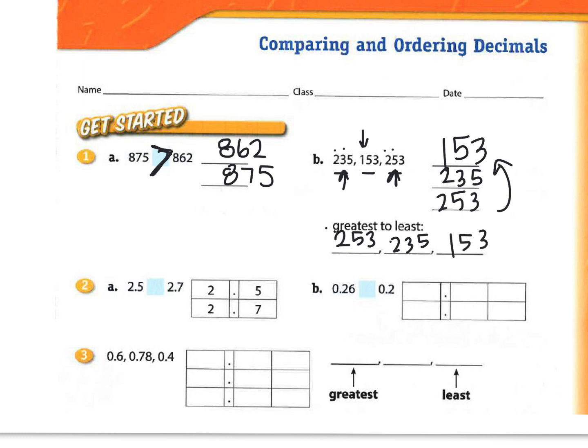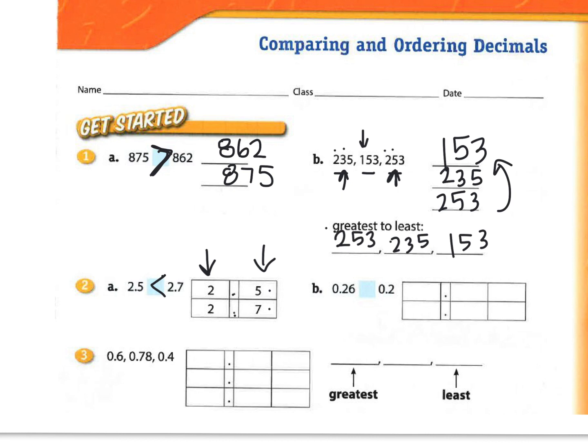Okay, next one. In number 2, they give us a nice little chart here. They lined up the place values. We know that they both have a 2 in the ones place. So now we have to go past the decimal point to the tenths place, and we can see that 5 tenths is less than 7 tenths. We would say 2 and 5 tenths is less than 2 and 7 tenths.